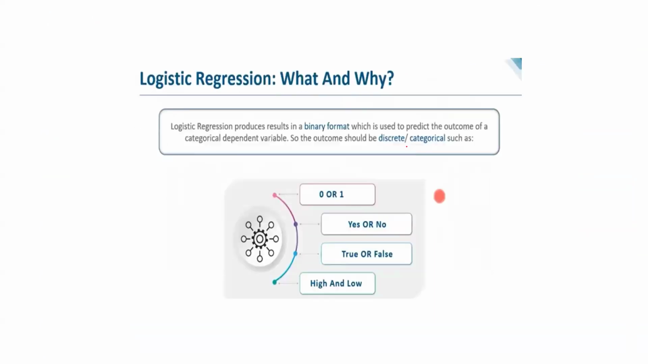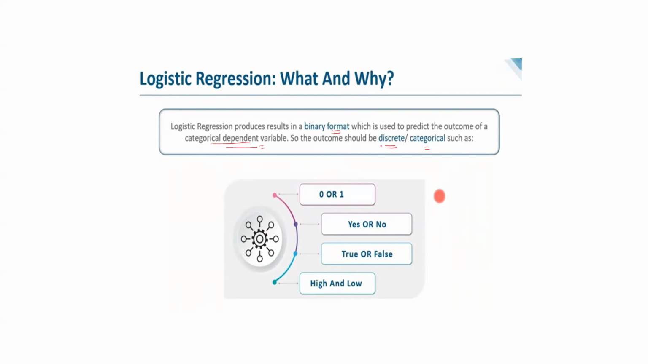Then what is logistic regression? Even though linear regression is there, why are developers preferring logistic regression? Logistic regression produces results in a binary format and is used to predict the outcome of a categorical dependent variable. So the outcome should always be discrete or categorical. Hope by this definition you have understood why logistic regression has come into the picture. Linear regression is used to predict the outcome of a continuous dependent variable, whereas logistic regression predicts the outcome of a categorical value.